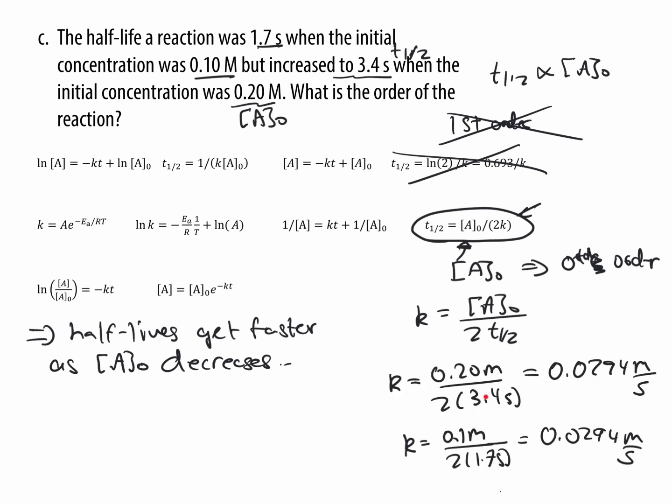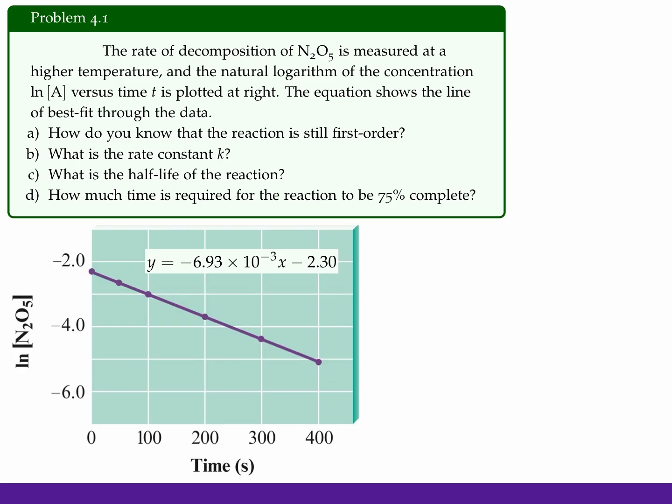This is just showing that the plugging in for K approach does work. If I solve for K here for the 0th order, I get the exact same value of K for both of these sets of conditions, which is a check that we have the correct order, because the rate constant is actually constant. And here is our final example for this set of notes.